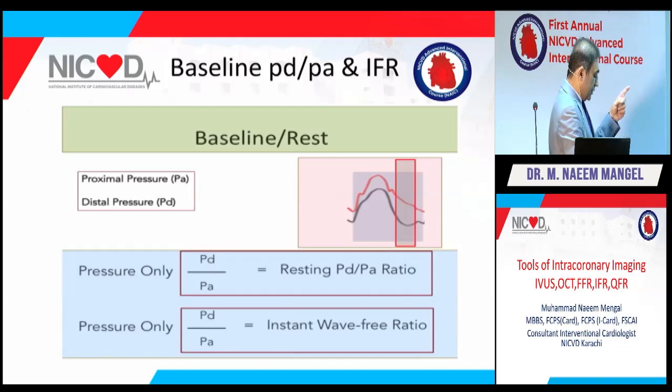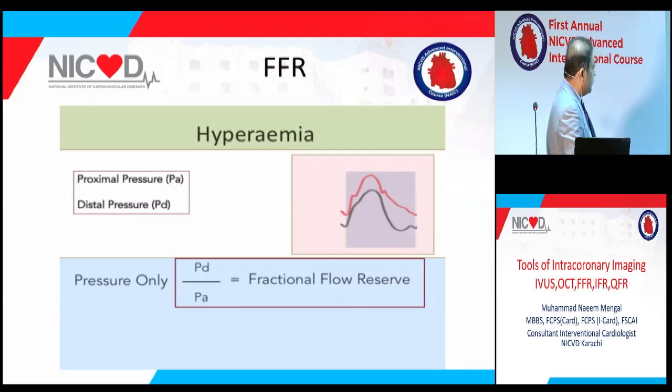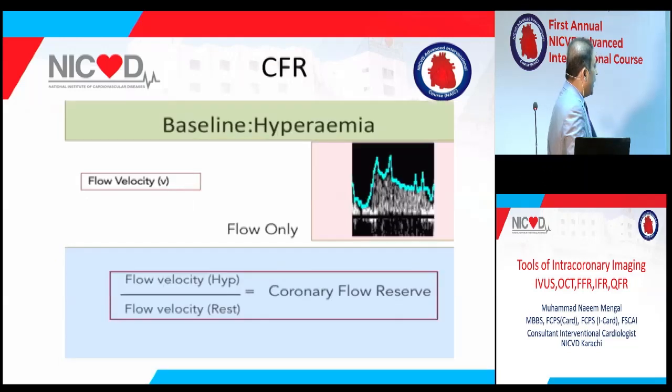measure the pressures during a certain period of the cardiac cycle, in which, as the name implies, it's the instantaneous wave-free ratio. There are no waves in just this phase of diastole. You see, there are no waves. So this is the point where we use the iFR. In case of FFR, we have to measure from here to here, the whole cardiac cycle, and compare everything. As we discussed, in case of hyperemia, we go for the FFR. And what is CFR? If you compare the flow velocities at baseline to hyperemia, it becomes the coronary flow reserve.